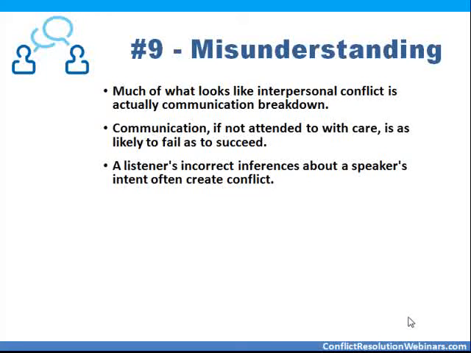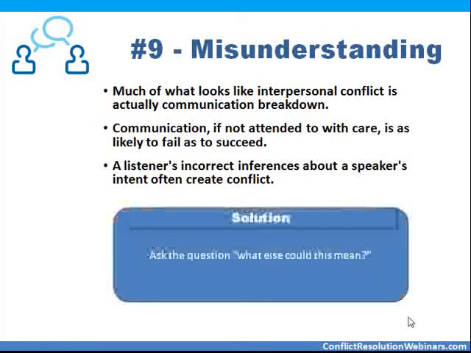Communication, if it's not attended with care, is as likely to fail as succeed. Research shows that only about 60% of communication succeeds, and only about 40% if you're using email. A listener's incorrect inferences about a speaker's intent can create conflict. So the solution is to ask the million-dollar question. What else could this mean? Because when we attach a meaning to it, there's lots of other possible meanings, and by using this question, we can discover what some of them are and maybe get past the conflict into what the person really meant.